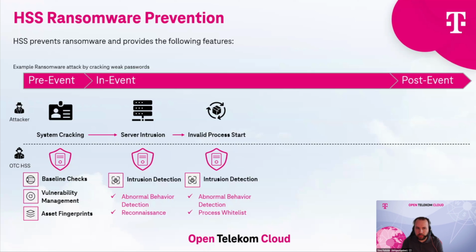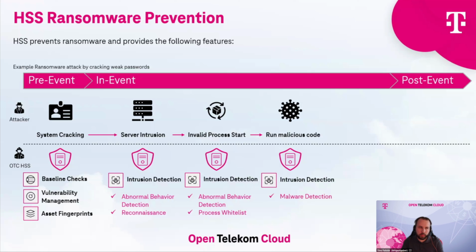The next thing is the invalid process start. That means the attacker has gained access to your systems. He now is in and wants to deploy some invalid processes to start something. There we have also the abnormal behavior detection. So this includes not only the system behavior, like registry settings and so on, but also the user behavior. So what's going on there? What is the user doing? And additionally, we have a process whitelist. So you can also set, for example, for your highly protectable machines, what processes are allowed to start, to run, and other processes will be denied to start.